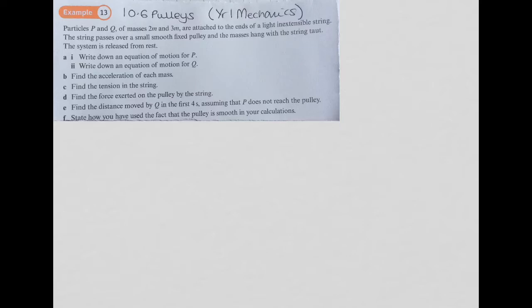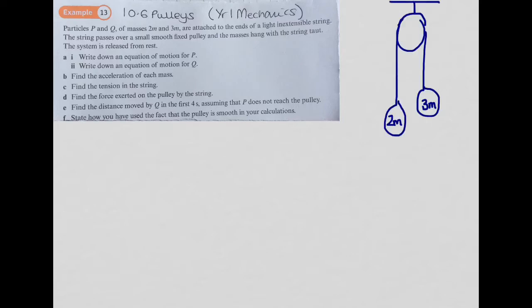Particles P and Q of mass 2m and 3m are attached to the ends of a light, inextensible string. The string passes over a smooth fixed pulley and the masses hang with the string taut. The system is released from rest. I'm now going to draw a diagram.